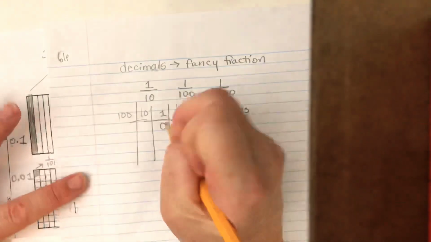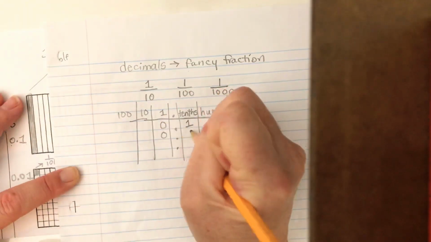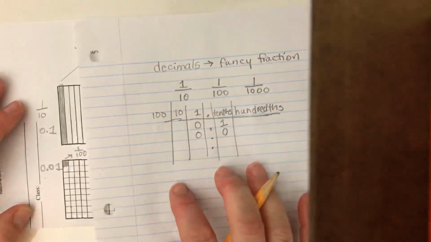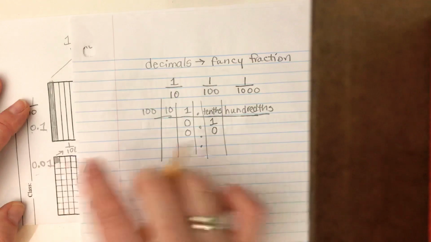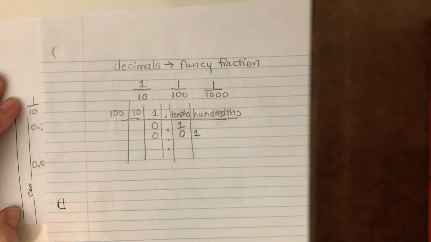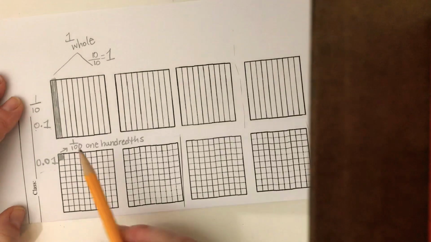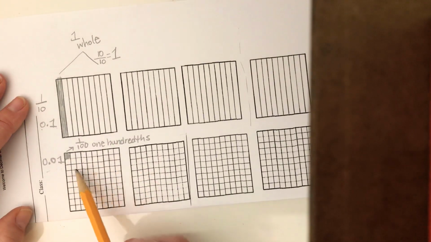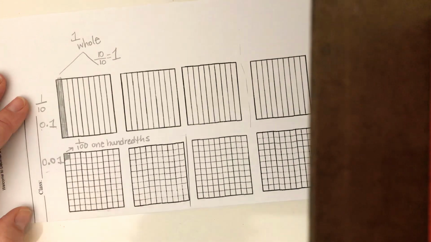And then our second visual model would be written as 0/10 shaded in because we do not have any of the long sections called tenths, and 1/100th, so 1 square. On the hundredths grid, there are 100 equal parts. If we were to count these, we would find that there are 100.